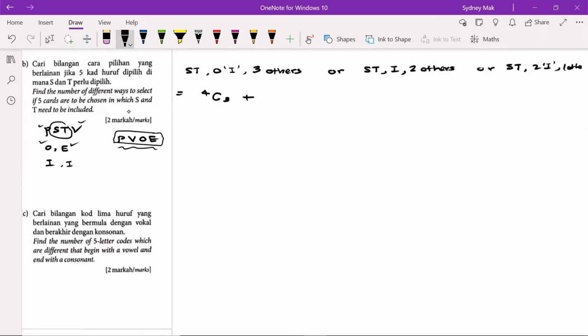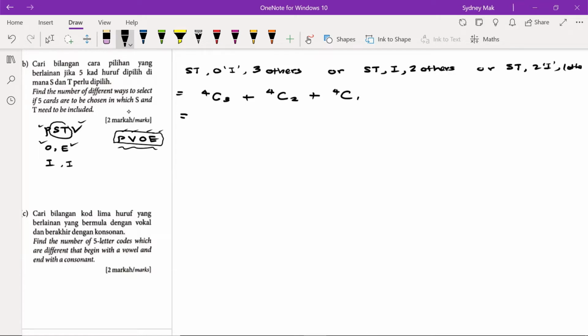Or means plus, ST must be in, I must be in. So the things that must be in is one way of selecting, that is to choose those letters. And we are left with two others. So these two others must be chosen from the remaining P, V, O, E. Just choose any of the two. So that will be 4C2, followed by ST and 2 I must be in. So there's only one way to make the choice. And next, we're left with one letter. So we just choose one out of the 4.